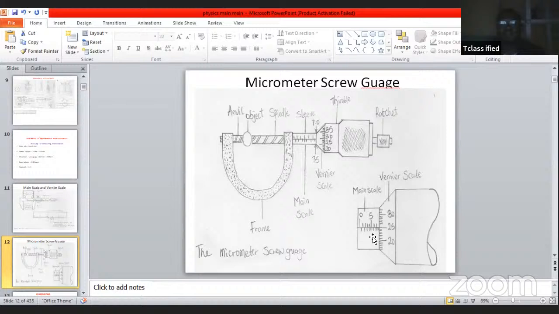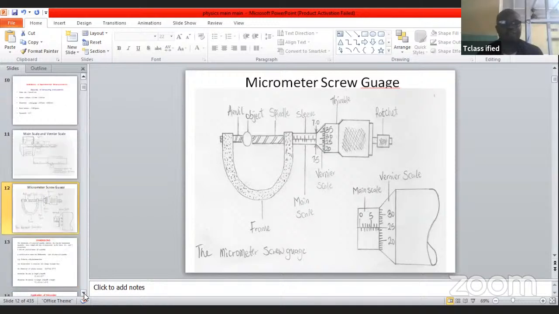So you can see from here that the main scale, which is the sleeve, is reading around 5 point something, whereas on the vernier scale, the point of intersection is around 25. So it has to be the combination of what is here and what is here. The ratchet is what you use in making the movement of your spindle and anvil to get closer to the object that you want to measure. So take note of that, very, very important, okay?